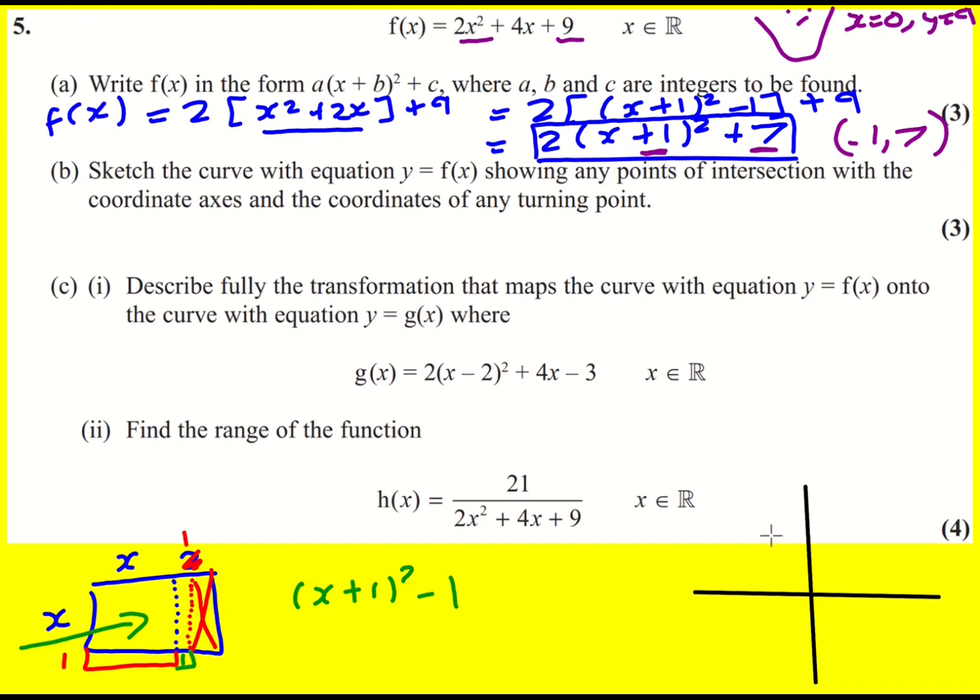Minus 1, 7 takes me about here. And then I've got my happy quadratic and then the 9 that we found from the y-intercept. So that is a pretty good sketch.